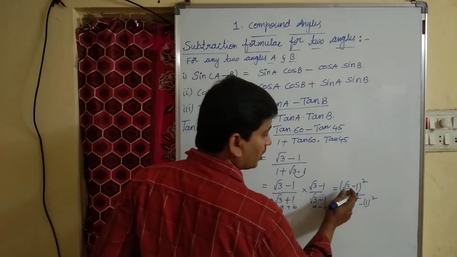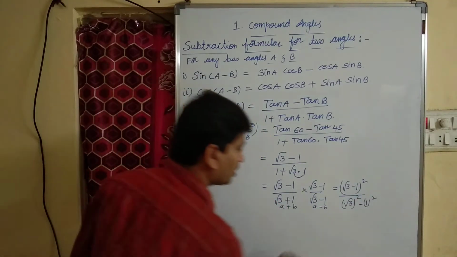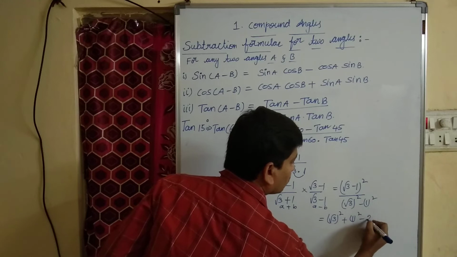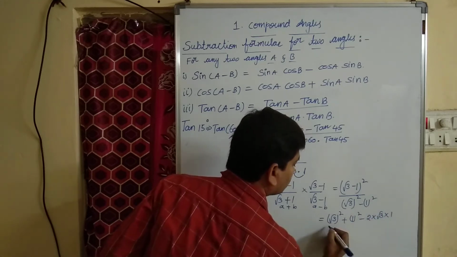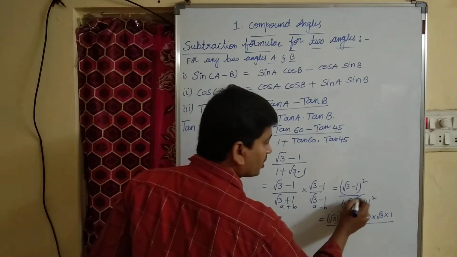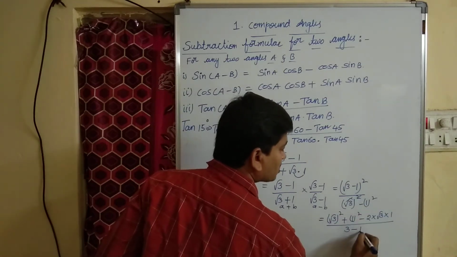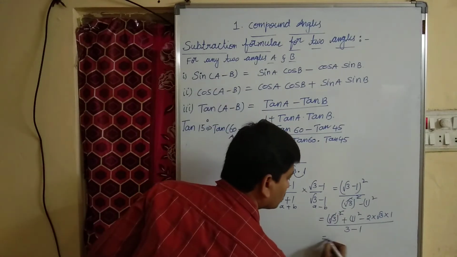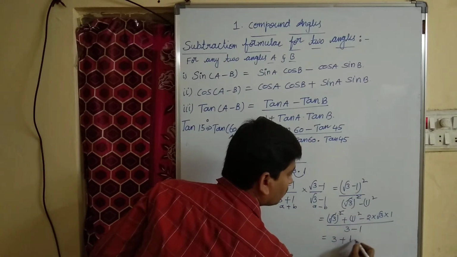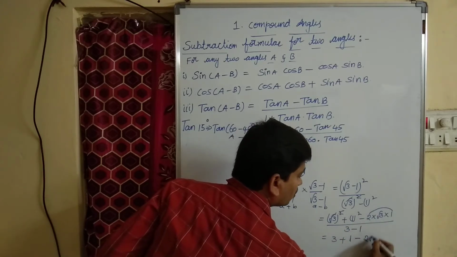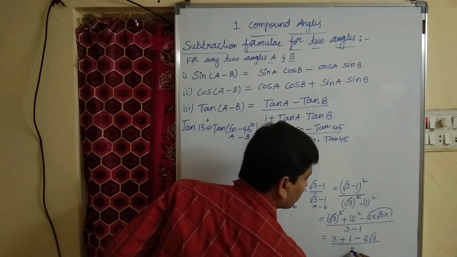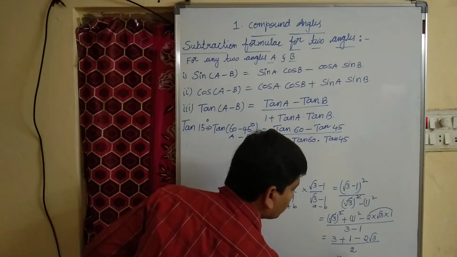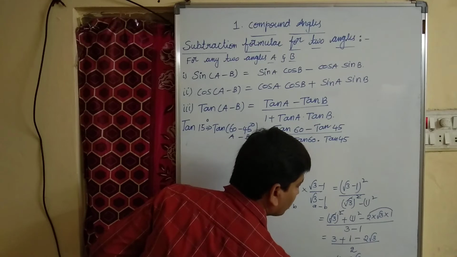Now, the numerator is in the form of a minus b whole square. What is the formula of a minus b whole square? A square plus b square minus 2 into a into b. The square root and square cancel for 3, and 1 square value is 1. So 3 plus 1 square value 1 minus 2 into 1 into root 3, divided by 3 minus 1, that is 2. So 3 plus 1 is 4, minus 2 root 3, divided by 2.